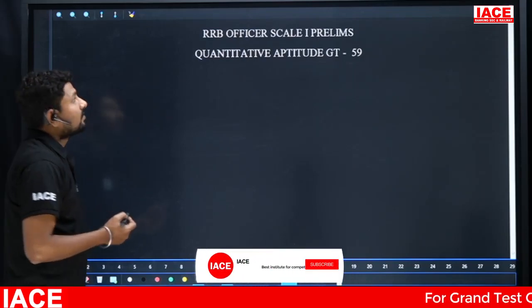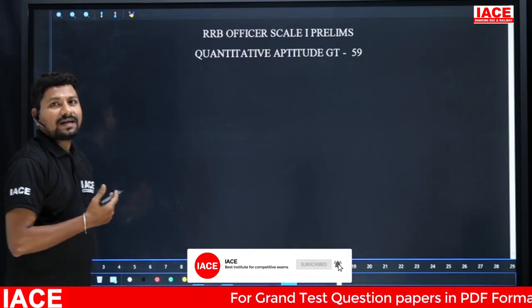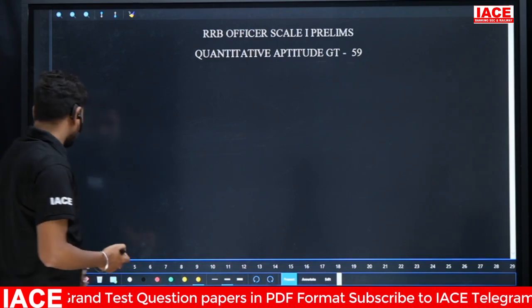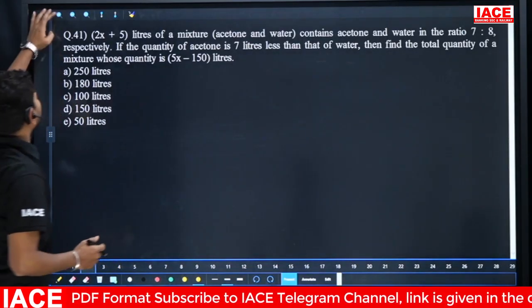Today we are discussing RRB Officer Scale 1 Prelims Quantitative Aptitude Grand Test 59. So go for the questions. Look at the first one.